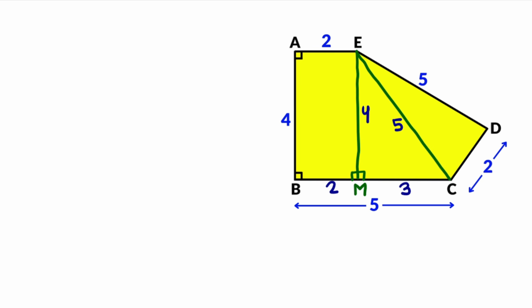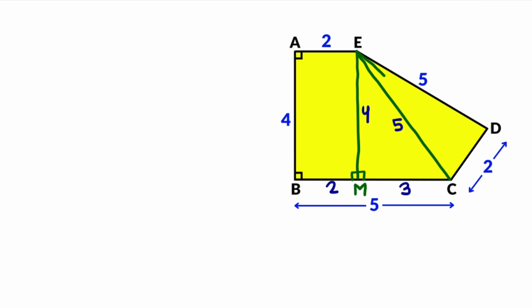Now move to the triangle on the right, triangle ECD. Notice something interesting. EC is 5, and ED is also 5. So this is an isosceles triangle. Its base, CD, is 2.